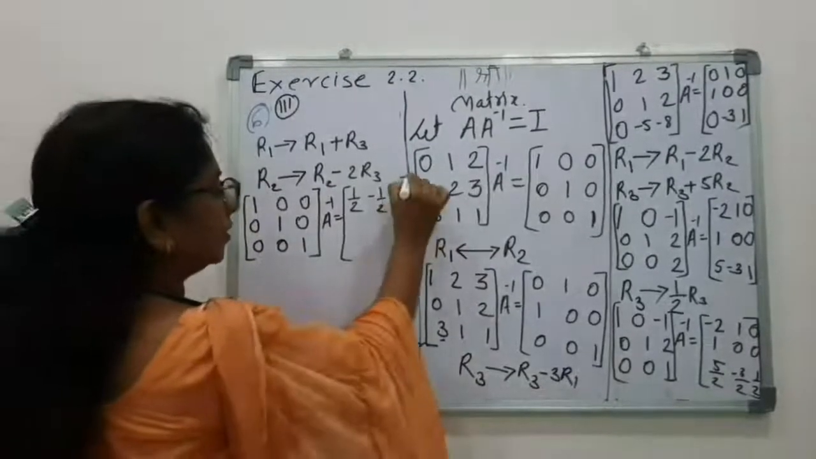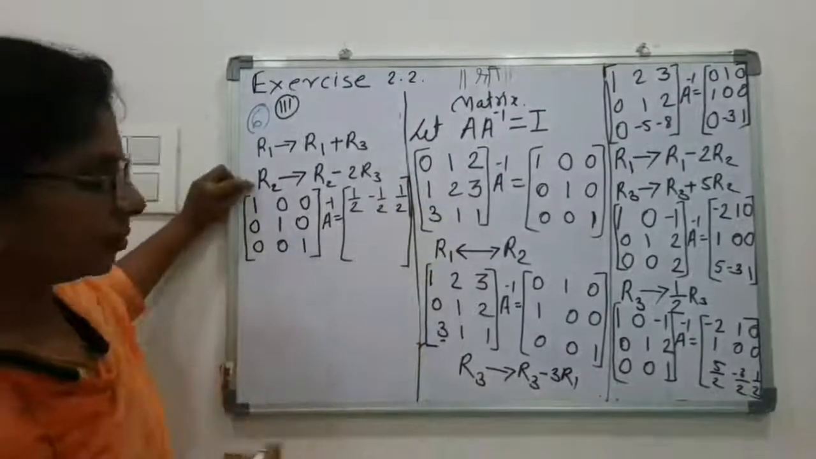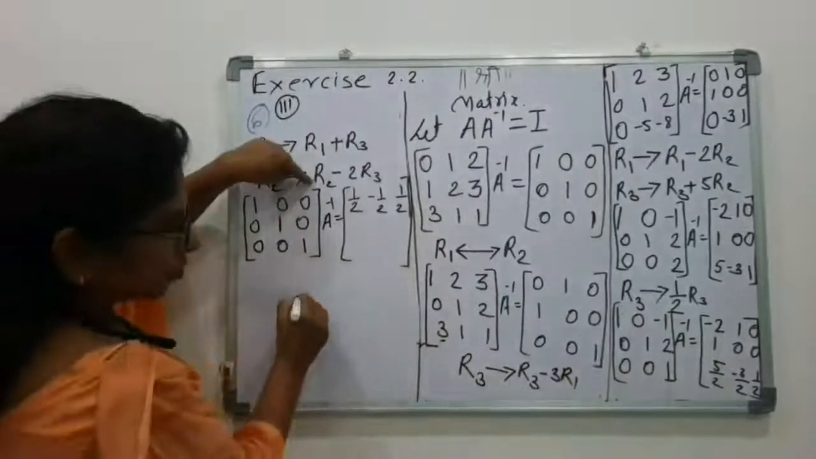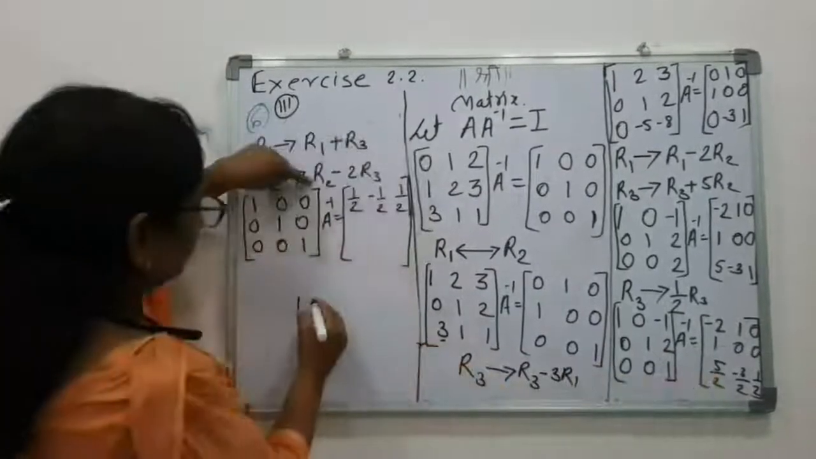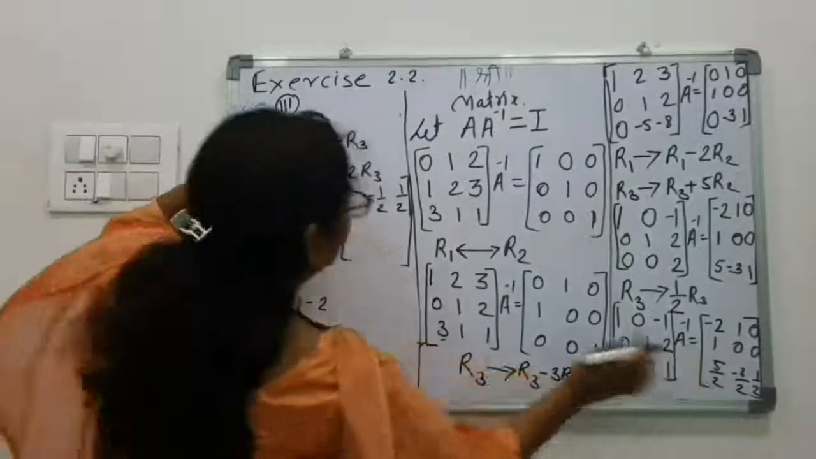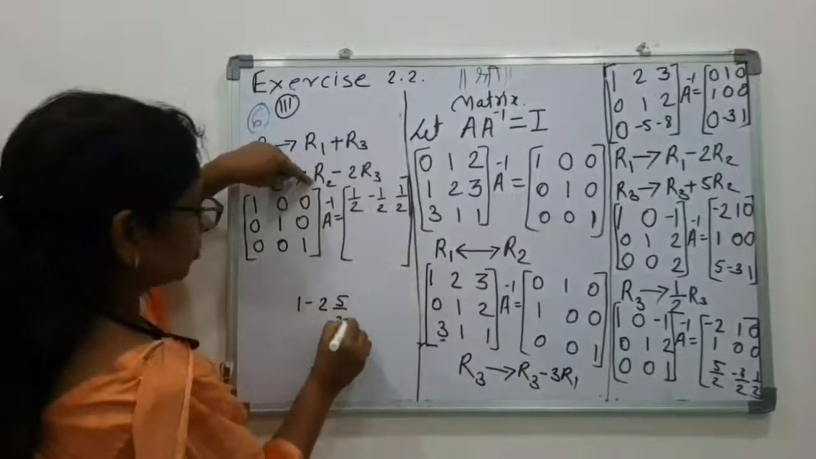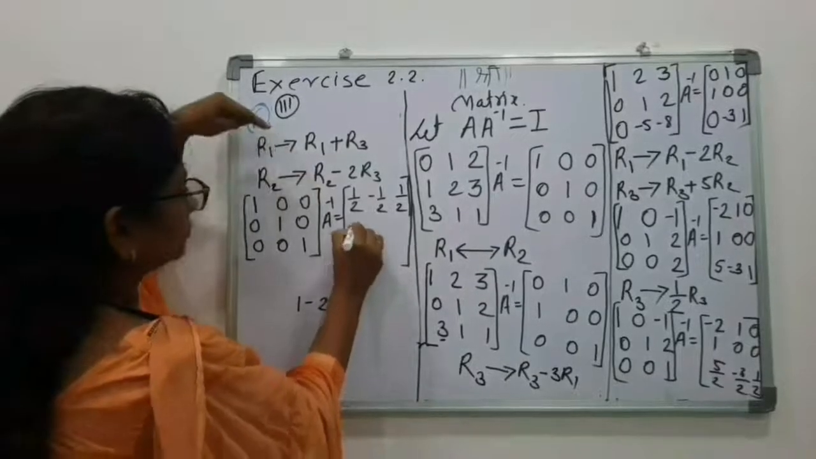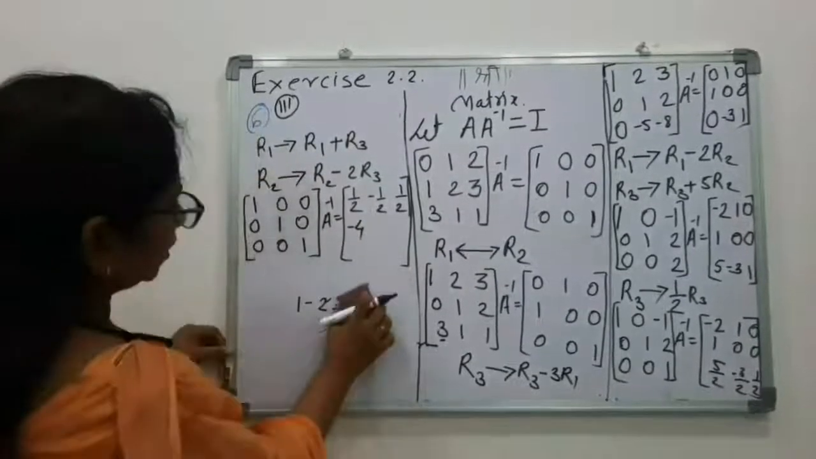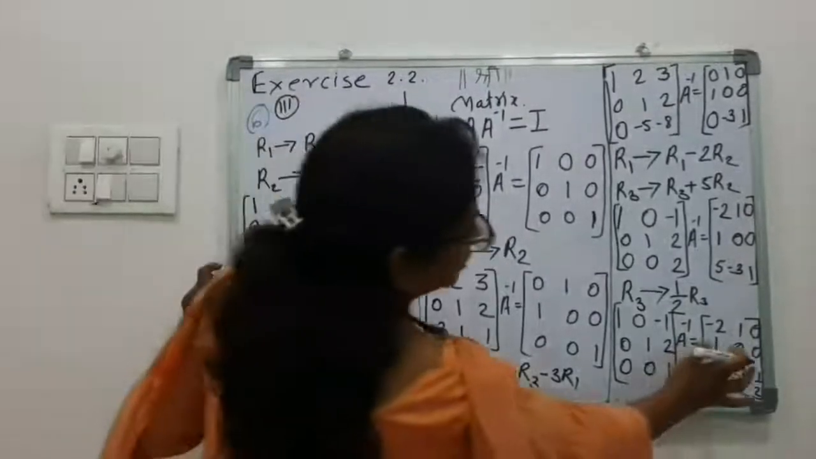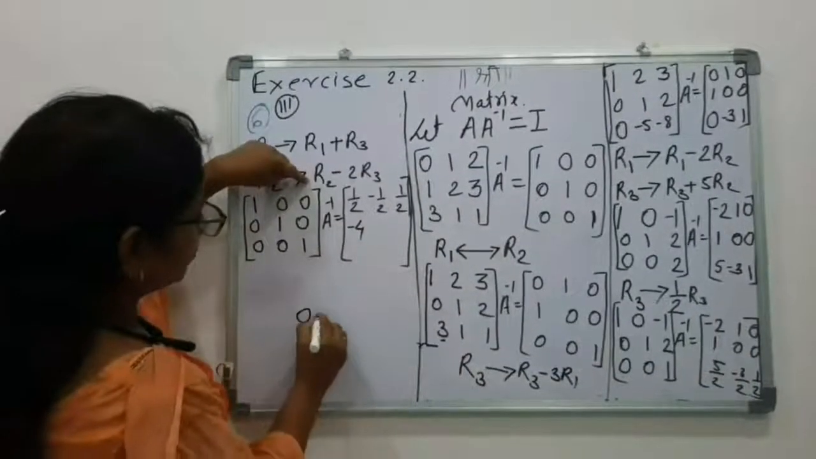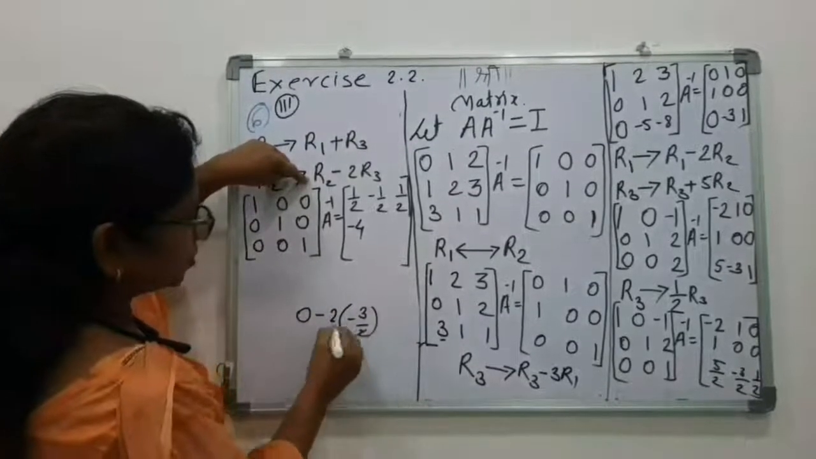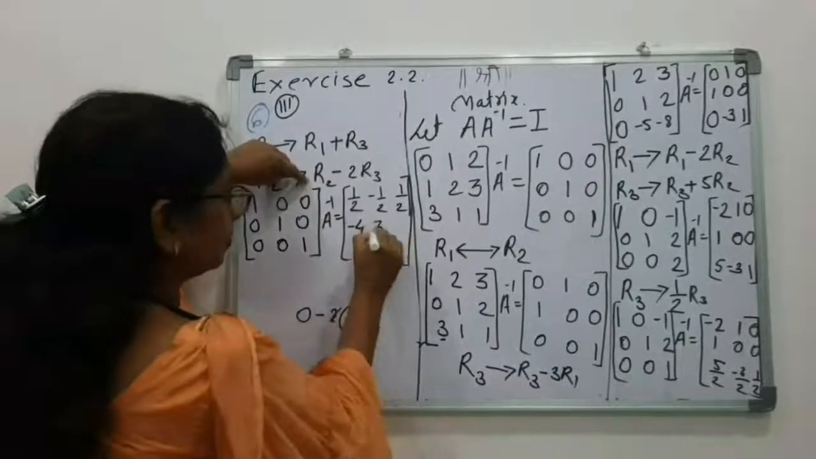Is simply half. Now for the second row, what do we have to do? See, R2 means 1, this 1 minus 2 into R3. 2 gets cancelled. 1 minus 5, that is minus 4. And now the second element: this R2 is 0 minus 2 into 3 by 2. This 2 gets cancelled, minus minus plus 3.